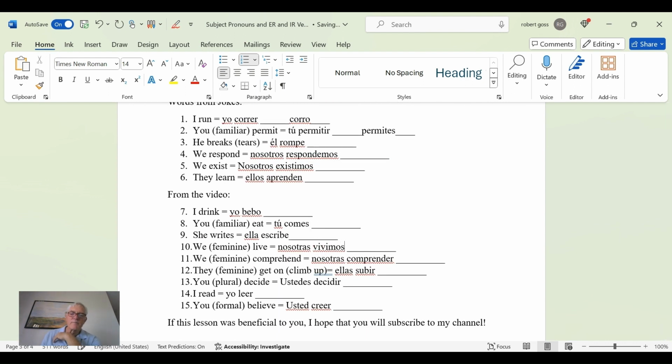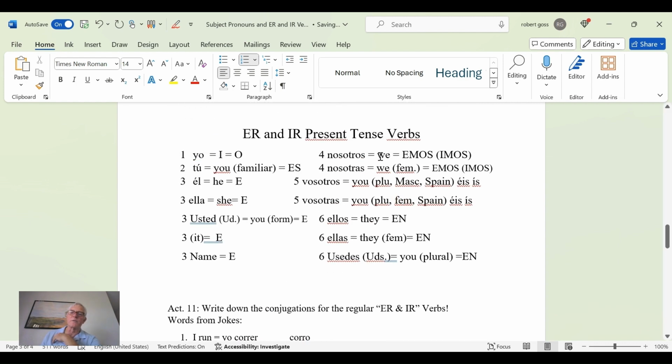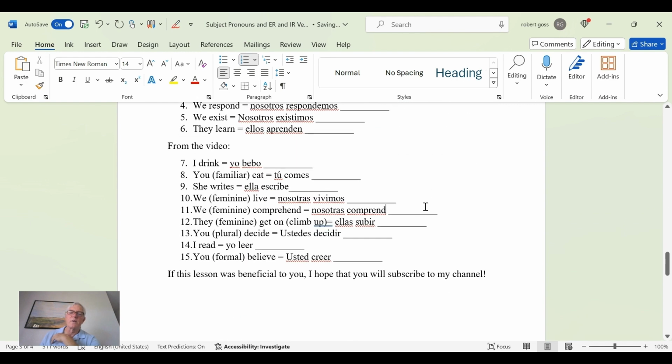Nosotras vivimos. Number 11, we feminine with comprehend. Well, we feminine is also nosotras with the AS. Comprender is an ER verb, so we've got to get the endings for an ER verb with nosotros. And if we have to look up here, we can. Nosotros, we with an ER verb would be EMOS. And so nosotros comprendemos, EMOS.